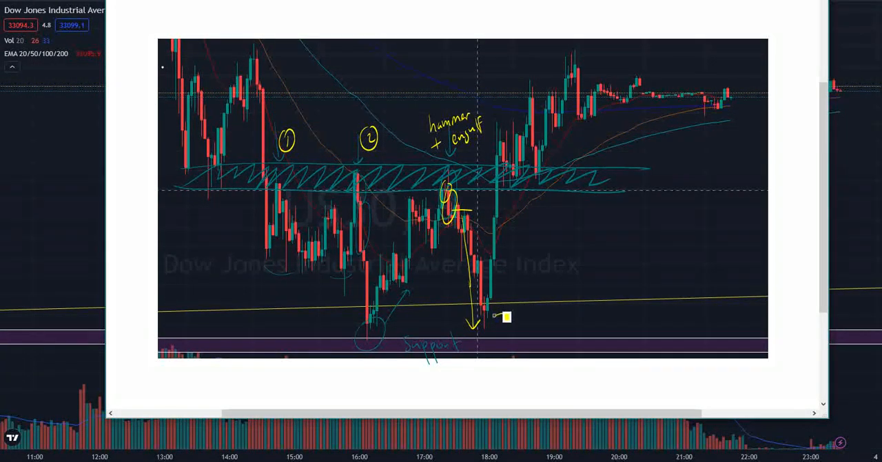Your target profit would be pretty much here. So this would be your TP, target profit for a short, at the support level. Now what we have is you are going to hit it and get out.